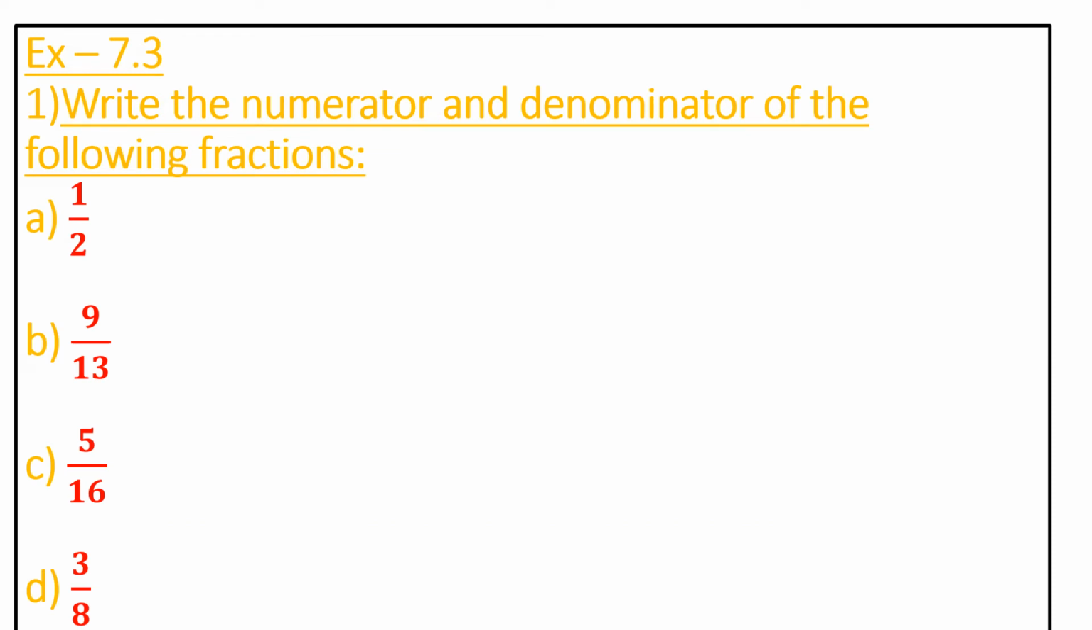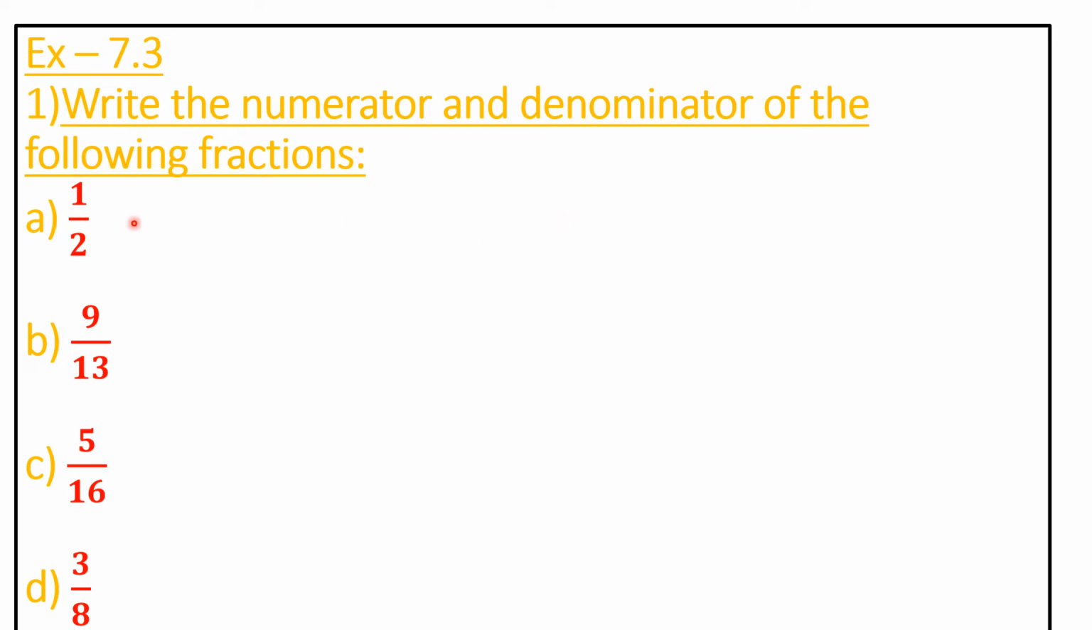Okay children, now move to exercise 7.3. Question number 1. Write the numerator and denominator of the following fractions. Question A, 1 by 2. Question B, 9 by 13. Question C, 5 by 16. And question D, 3 by 8. So here in all these fractions you have to find out which is the numerator and which is the denominator.